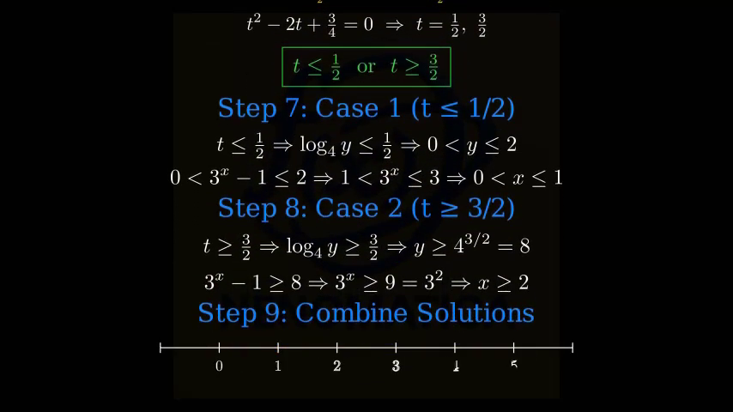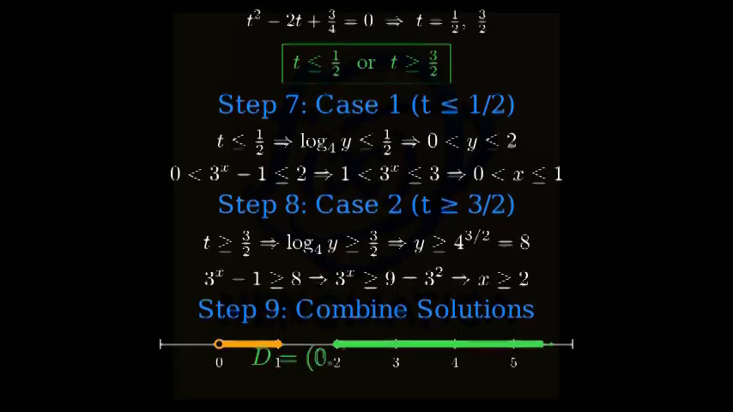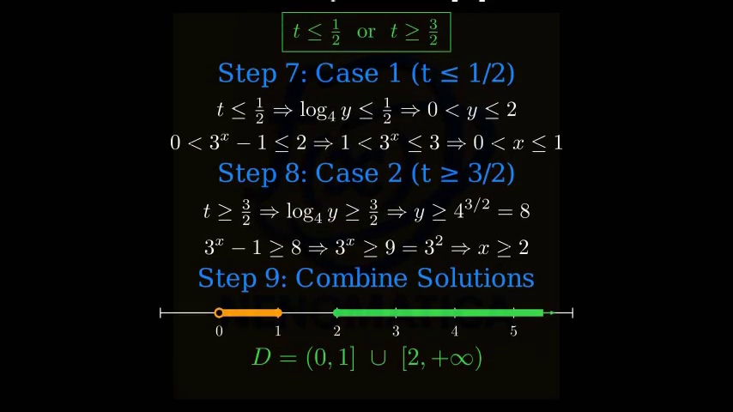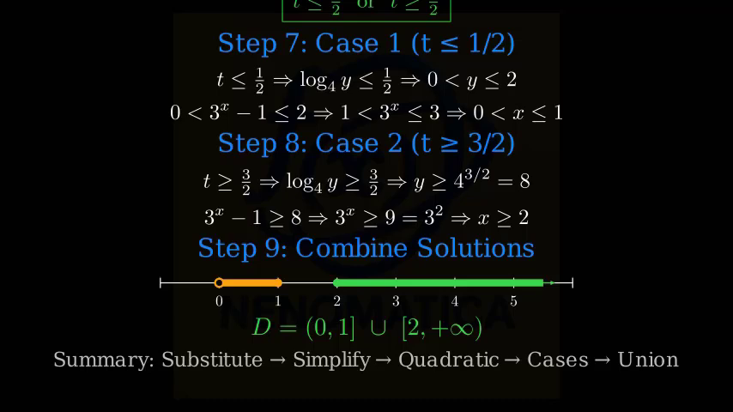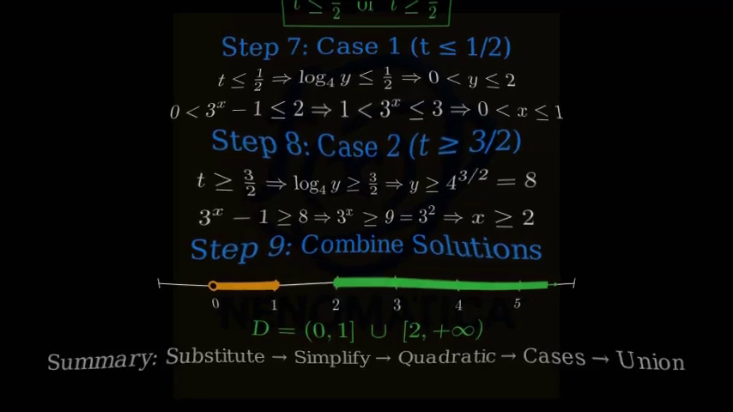On a number line, we shade from just above 0 up to 1 inclusive, and from 2 to infinity, inclusive at 2. Therefore, the solution set is the union of the intervals open 0, 1 closed, and closed 2, infinity. Great work! We solved the inequality by substitution, change of base, converting to a quadratic, solving with a parabola viewpoint, and finally back substituting to x.